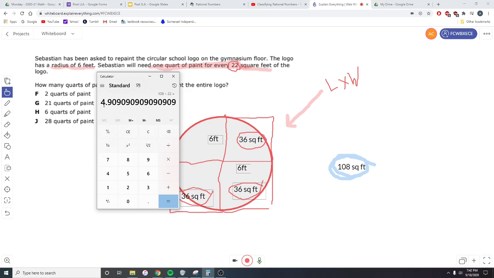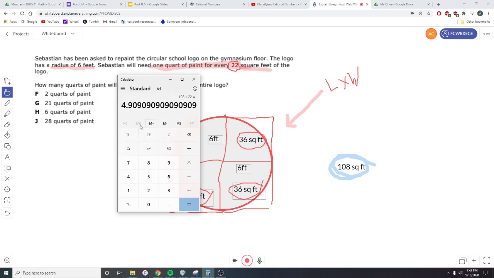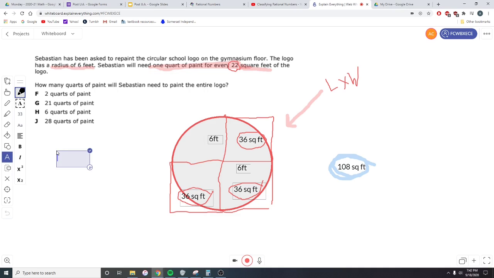Realistically, we can't have 4.9 cans of paint. That can be estimated to about 5. So that's about 5 cans of paint. Well, our closest answer is 6 quarts, H. So this is the answer we choose, and this is the correct answer.